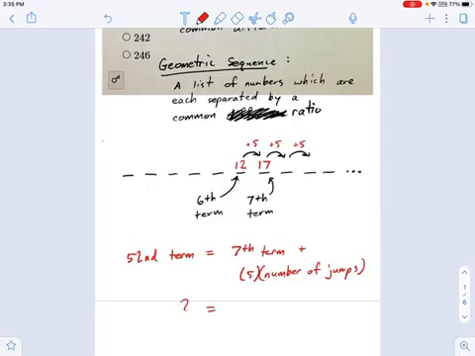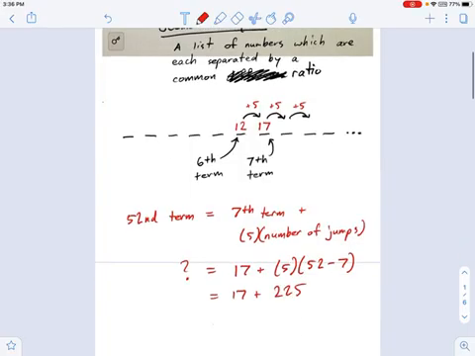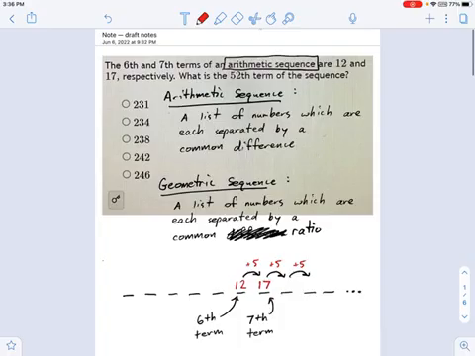The 52nd term, that's the thing I'm looking for, equals the 7th term, which is 17, plus 5 times, well, if you think about how many jumps it's going to take, if I was looking for the 8th term, that's just one jump away. It'd be 8 minus 7. So I'm looking for 52 minus 7. It's a lot of jumps. That's like 45 jumps. Plug this into your calculator, and you get, let's see, 52 minus 7 times 5. You get something like this, 17 plus 225, which is 242.